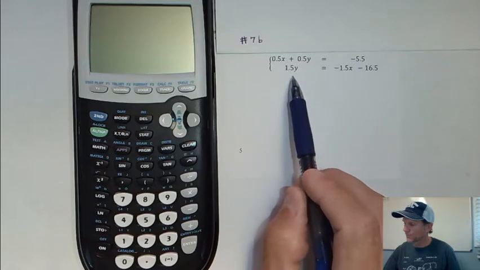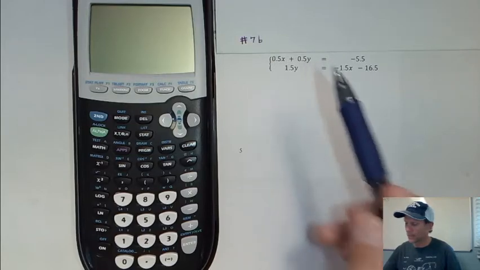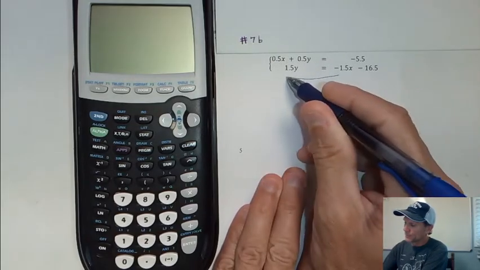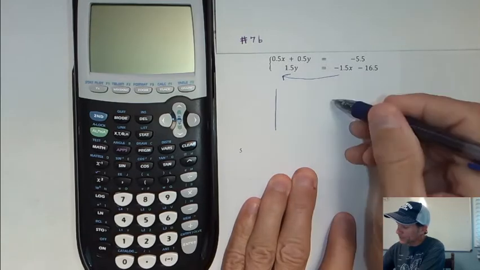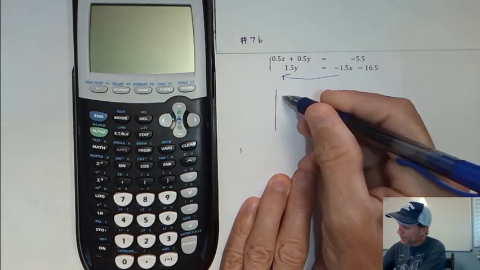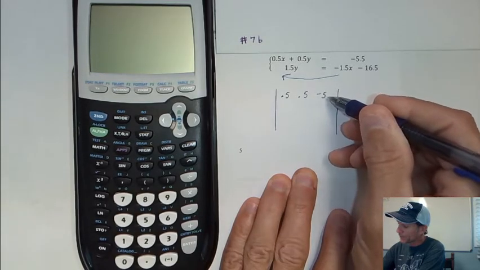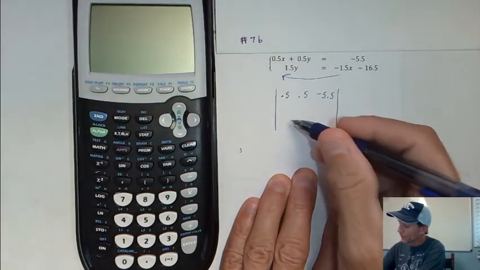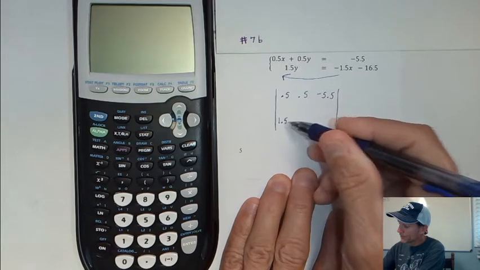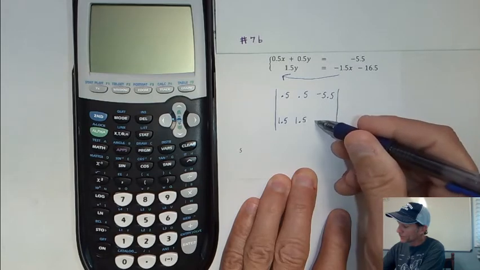Here I have x plus y equals my constant. That's in standard form. Here I notice that my x is on the right side of the equation, so I'm going to have to move that over. Some of you will probably go straight to the matrix and be able to visualize this, but I'm going to write the matrix down for us here. What we have is 0.5, and we have 0.5, and then we have negative 5.5. Be careful with your signs, okay? And then when you move that negative 1.5 over, that's positive 1.5, positive 1.5, and negative 16.5.